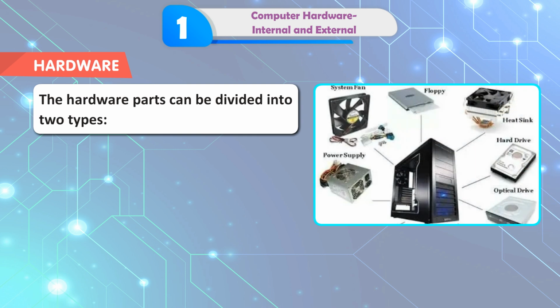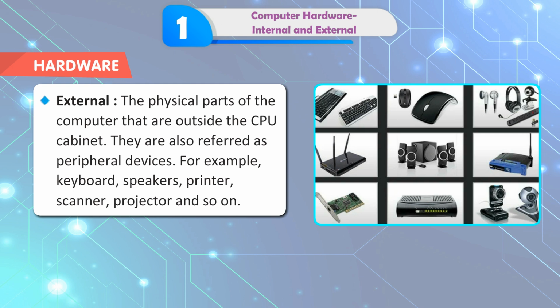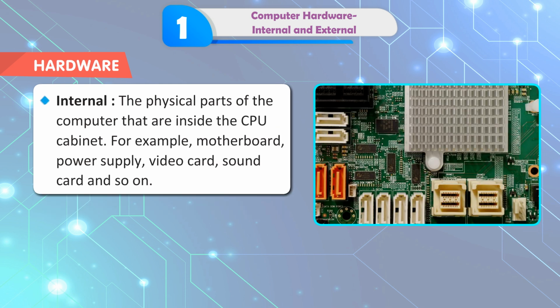Hardware. The hardware parts can be divided into two types. External: the physical parts of the computer that are outside the CPU cabinet. They are also referred to as peripheral devices. For example, keyboard, speakers, printer, scanner, projector, and so on. Internal: the physical parts of the computer that are inside the CPU cabinet. For example, motherboard, power supply, video card, sound card, and so on.